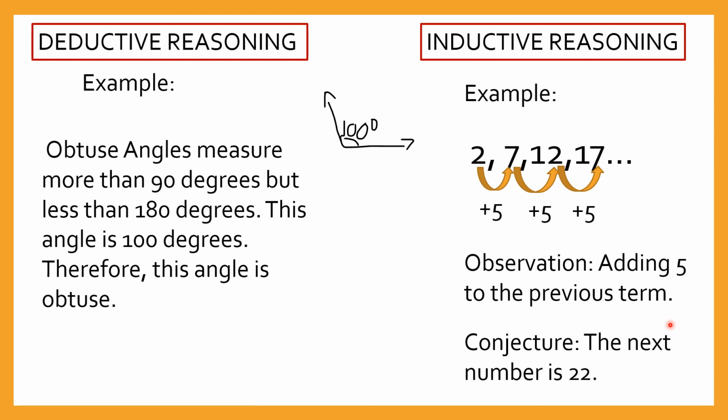Okay, now, what do you mean by conjecture? Conjecture is a statement that is unproven, but probably it's going to be true, which means that your conjecture here might not be true. But you are just basing it on what is there. That's inductive reasoning.